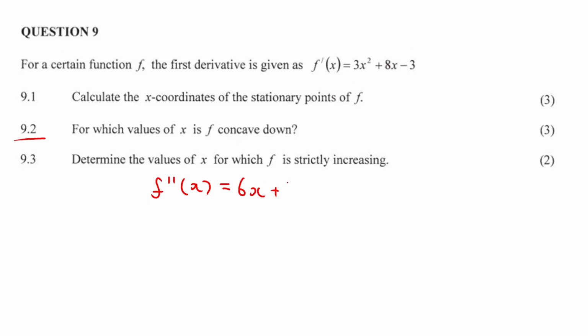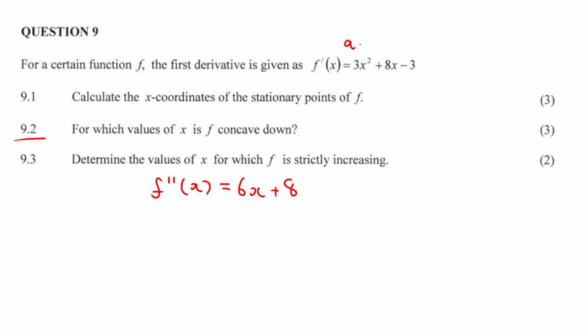8 times 1 is just going to be 8. 1 minus 1 is 0. Anything to the power of 0 is 1. So 8 times 1 is just going to be 8. And the derivative of any constant is just going to be 0. And for which values of x is f going to be concave down?